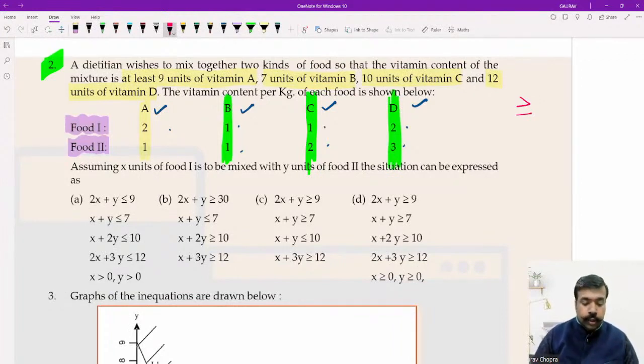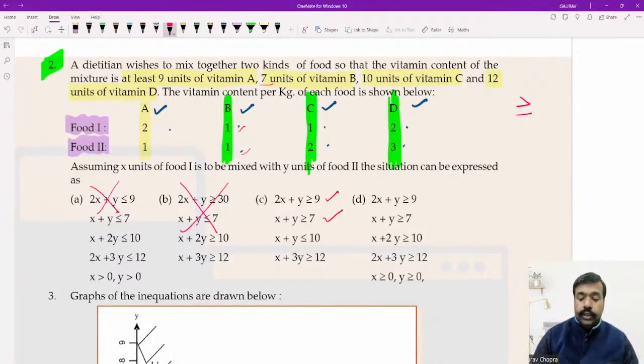So let us check which one is correct. First one says 2x plus y less than 9. No, less than will be incorrect. Then 2x plus y greater than equal to 30. No, 30 is not correct. The limit is 9. C option, 2x plus y greater than equal to 9. Yes, okay. For B, 1 and total is at least 7. So x plus y greater than equal to 7.